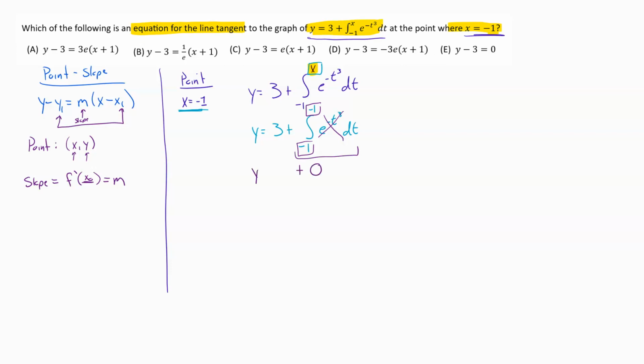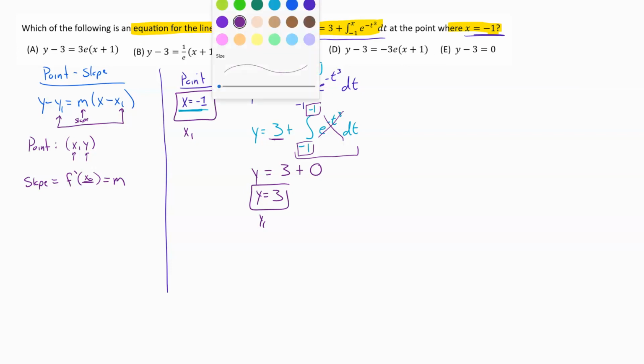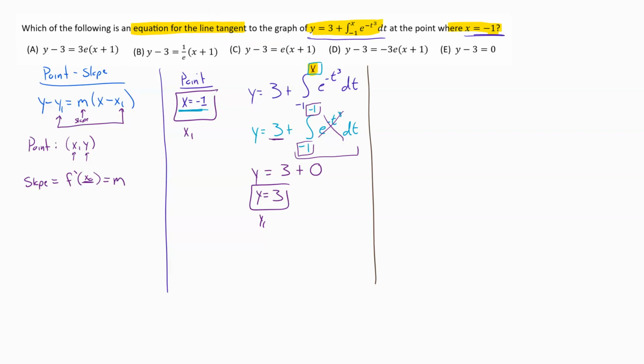So what we would be looking at is y equals, we've still got this 3 plus 0, so y equals 3. So we just found our x1 and our y1 that we need to put into our point slope form. Now let's go do the other part of the puzzle, which is we need to find the slope. Like we said, the slope is going to come from the derivative. Normally we would call it f prime of x. Here they're talking about the equation in terms of just calling it y. So we're going to go find y prime.